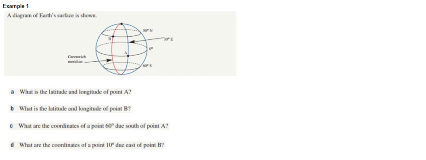Okay, this is example 1, and it says a diagram of the Earth's surface is shown. What is the latitude and longitude of point A? Now, being on a sphere and being in 3 dimensions, it can look very confusing.